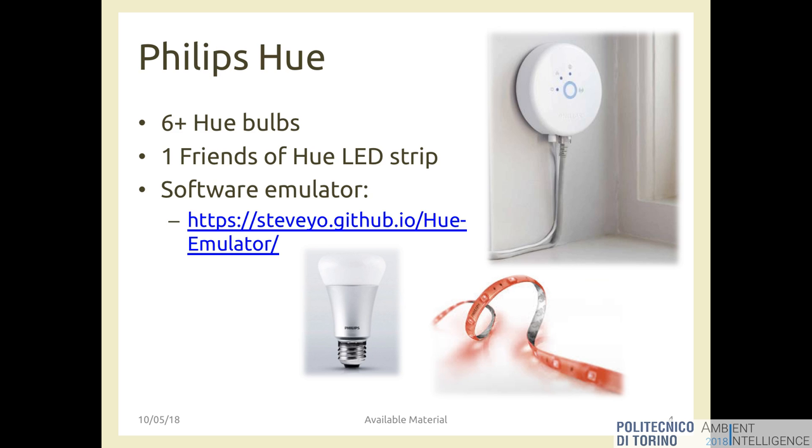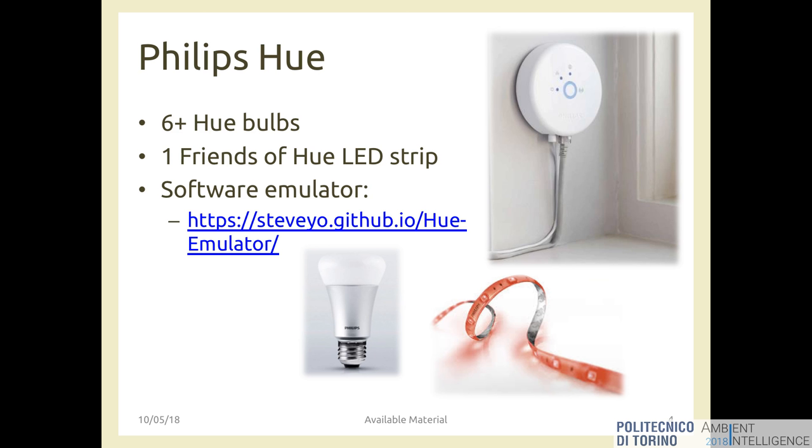So, for the Philips Hue, we have at least six lamps, traditional lamps, and if the La Vispe technician found it, also a very long, 3 meters, 5 meters, LED strip. So a long strip of LEDs that can be controlled like the lamps.